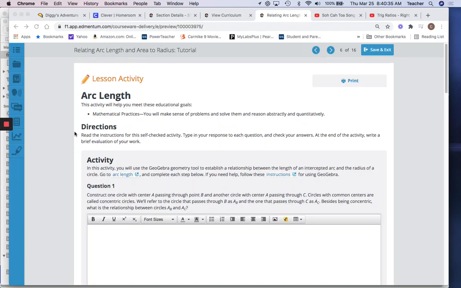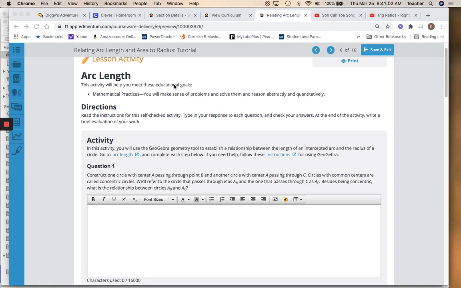Alright, you guys, last lesson of the semester. Last thing you've got to do for geometry: relating arc length and area to the radius. So we're going to do arc length and area. There are formulas for this. I'm assuming they're probably going to get us to find the formula or whatever. So, who knows? Let's see what they've got to get us to do.